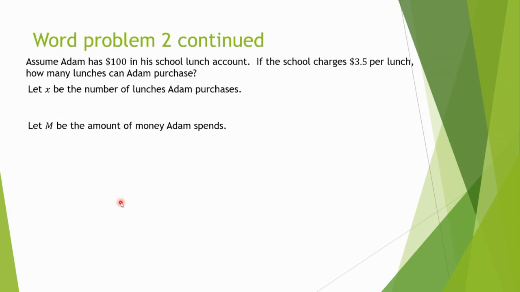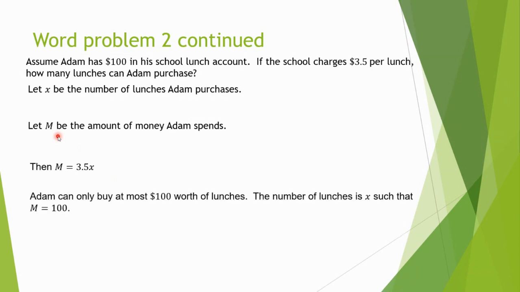Now, we have a formula. From the number crunching, it appears that M should be 3.5 times X. Okay, so we want to get X. Well, what do we do? Adam can only buy at most $100 worth of lunches, right? He only has $100 to spend. So in other words, we want X so that M is $100. That's the most amount of lunches he can buy.